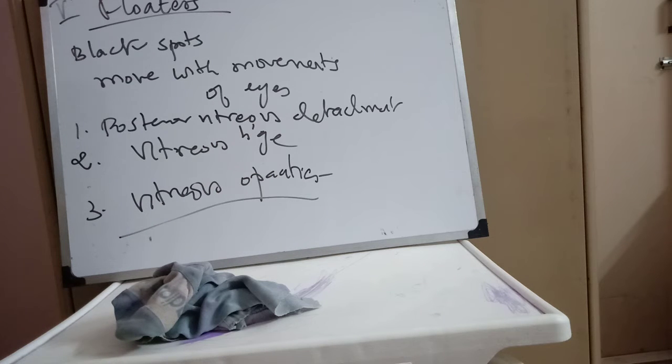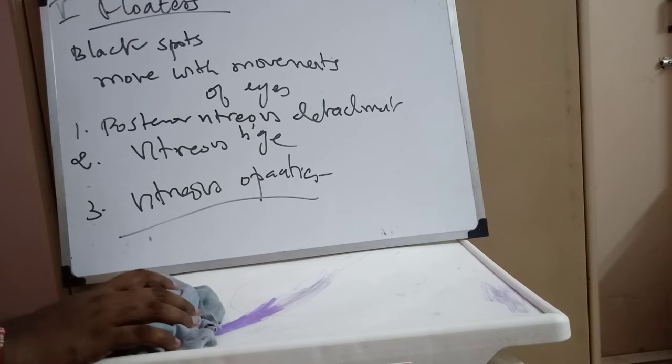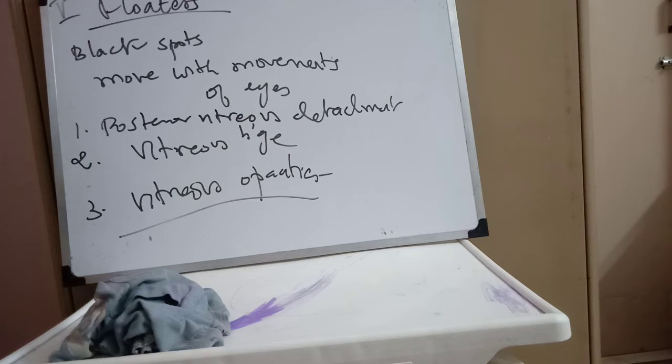Muscae volitans, asteroid hyalosis, synchysis scintillans, and inflammation of the posterior segment of the vitreous. Okay, so these are about floaters. So how will you ask the history for floaters?